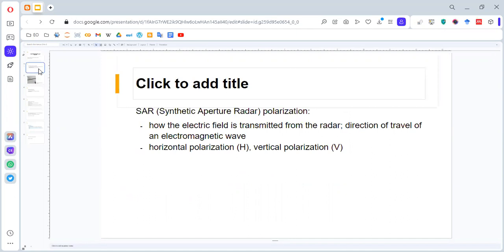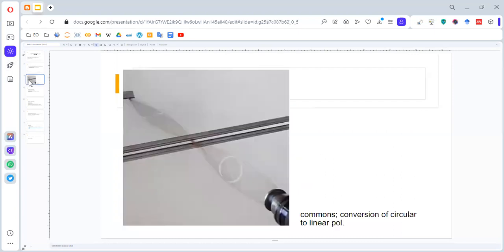What is SAR polarization? In simple terms, it is how the electric field is transmitted from the radar. Waves have the property of oscillation, and oscillation occurs with respect to the direction of travel of the wave. This property of oscillation is used in SAR as well. So there are two different polarizations used in SAR: the horizontal polarization and the vertical polarization.